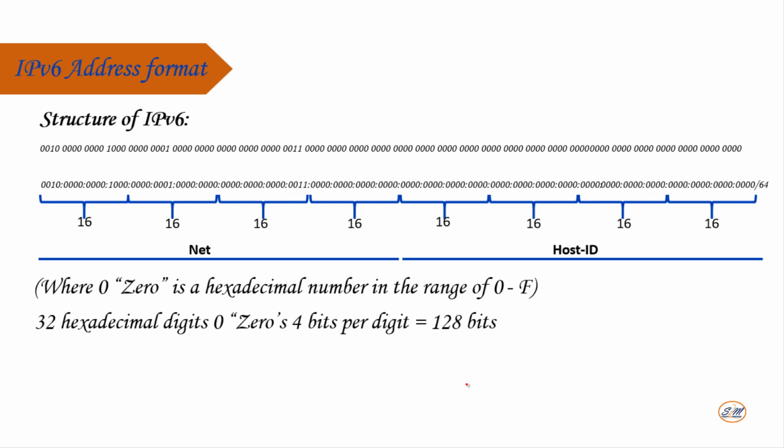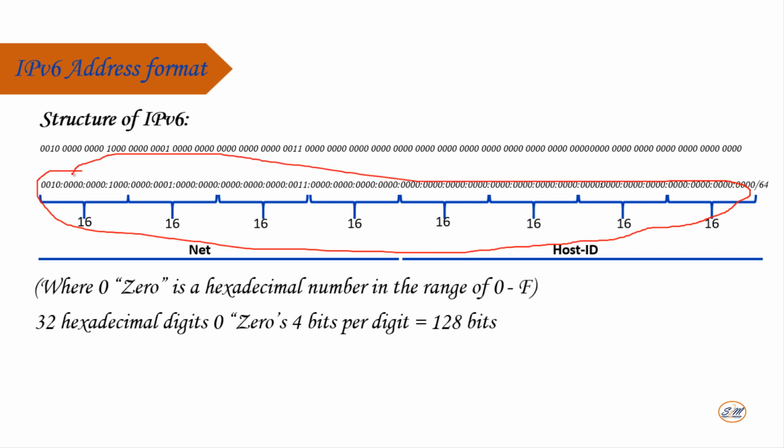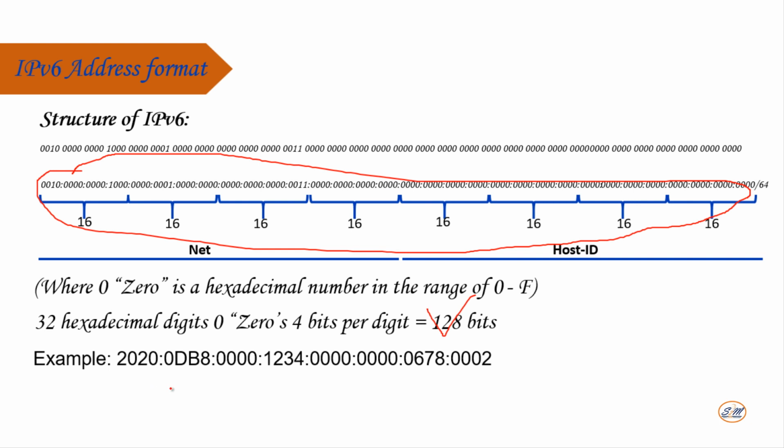If you have no information about hexadecimal, we will have a separate video about hexadecimal: how to convert binary to decimal, decimal to binary, and binary to hexadecimal and vice versa. 32 hexadecimal digits at 4 bits per digit is equal to 128 bits. If we calculate this, it provides a 128-bit hexadecimal IP version 6 address. Example of IP version 6.